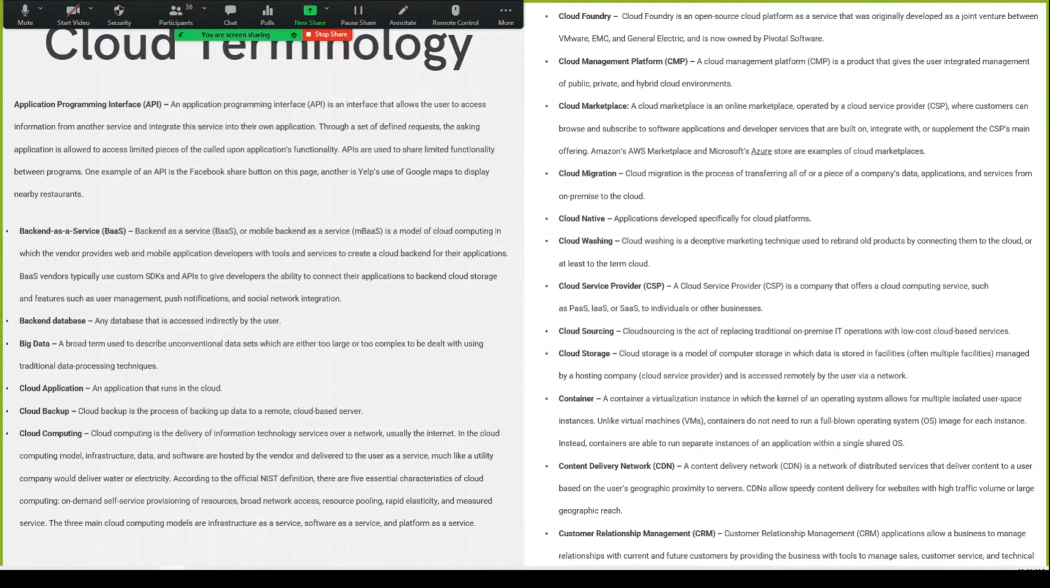Cloud washing is the next one, and let me know if you have any questions. Please pause me, because it is important. It is even more important than the hands-on exercise that you understand all this terminology and are able to correlate with it.